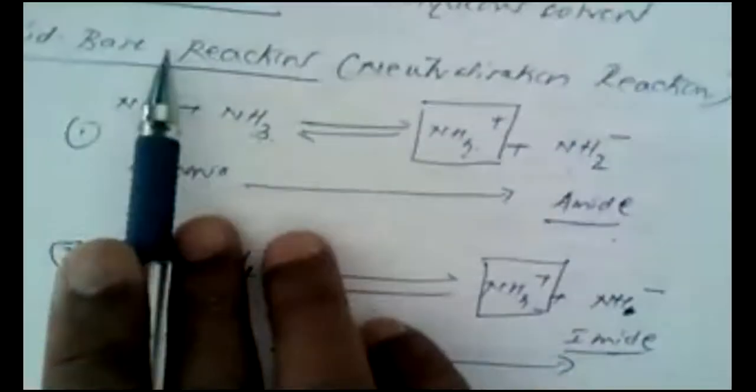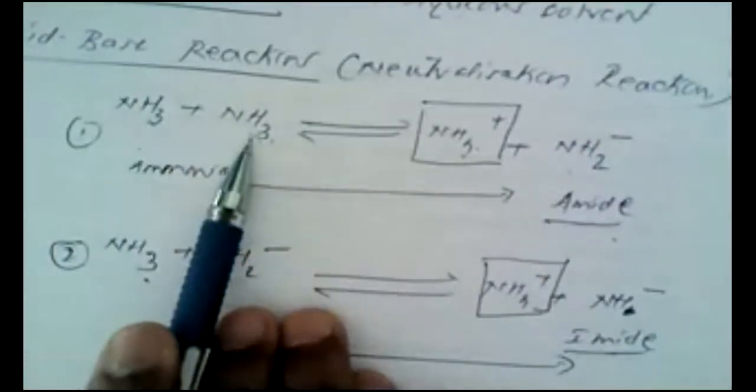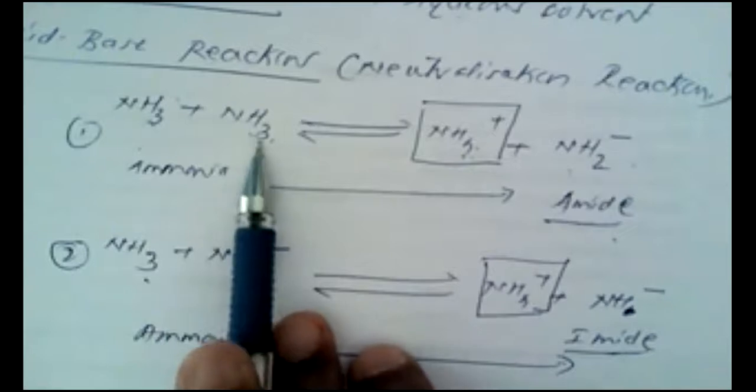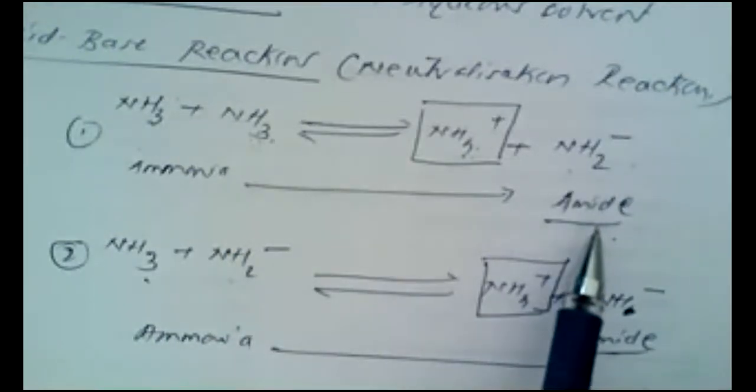So the reactions which take place in liquid ammonia are three characteristic reactions. The first reaction, with two molecules of ammonia, can form NH4 plus, and the remaining anionic part I have written here is amide. The second reaction, with the already formed amide and liquid ammonia, can form NH4 plus.